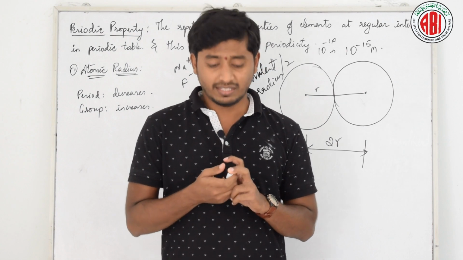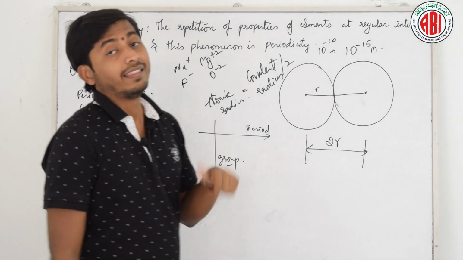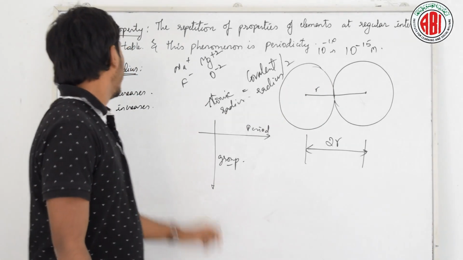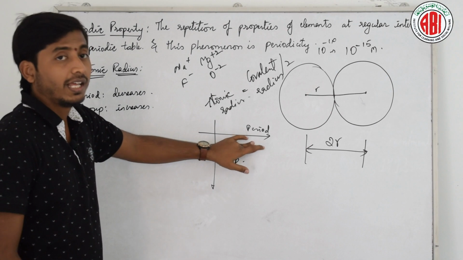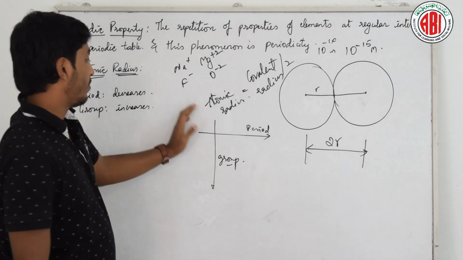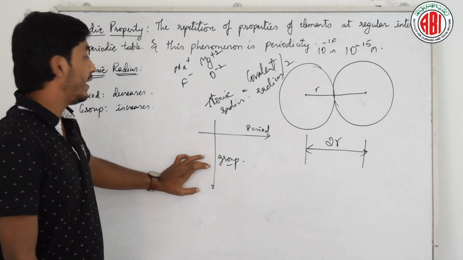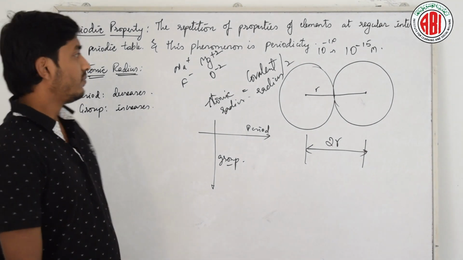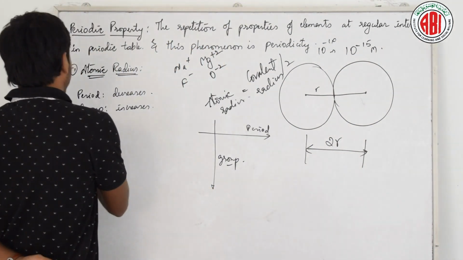Is it clear? What have we learned till now? The only thing you have to remember is that atomic radius is defined as the distance between the center of the nucleus and the outermost orbital. And how do they vary in a group and a period? In a period the atomic radius decreases from left to right because the effective nuclear charge increases, and in a group the atomic radius increases from top to bottom because the effective nuclear charge decreases. Is it clear? Is it okay? Fine. And the next topic we are going to discuss is ionization potential.